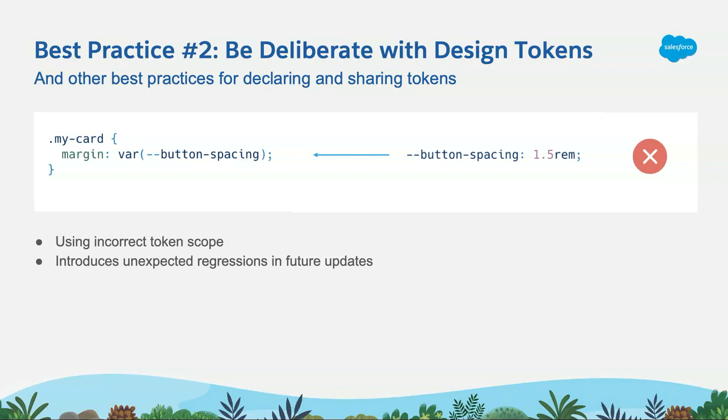What we've done is use a token that is exclusive to other components in our component. This will cause unexpected regressions in the future if we don't correct it. How do we correct it?